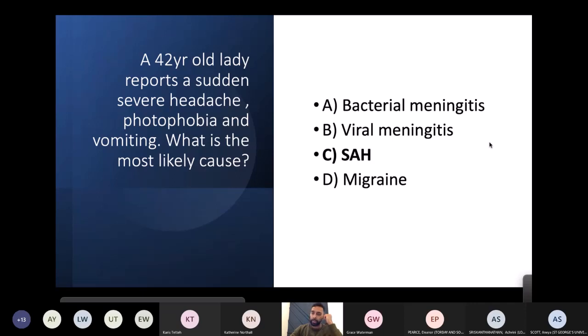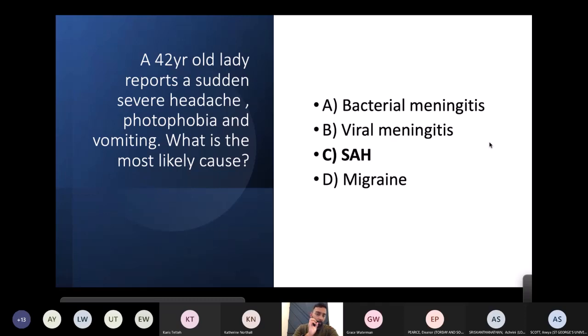So it's the subarachnoid hemorrhage, a bleed in the subarachnoid space. And remember, blood is an irritant on the meninges as well. Now, what we need to look at here is that it's a sudden severe headache. In bacterial or viral meningitis, there will be a time frame of days. I think viral might be 2 to 4 days, and bacterial 3 to 7 days. It builds up gradually. It won't just come on all of a sudden. But this has happened all of a sudden.